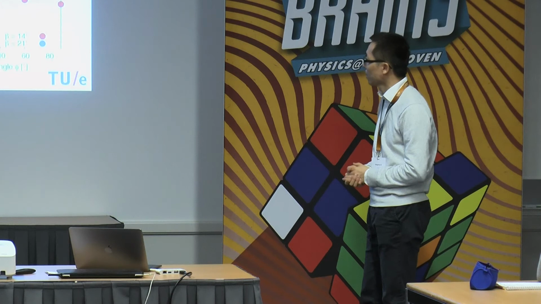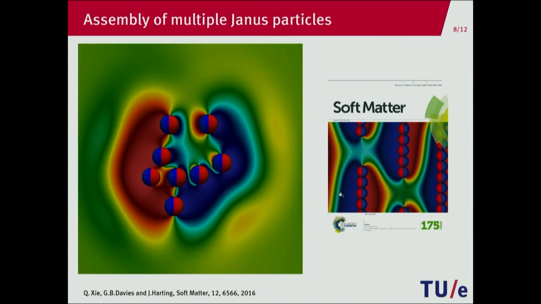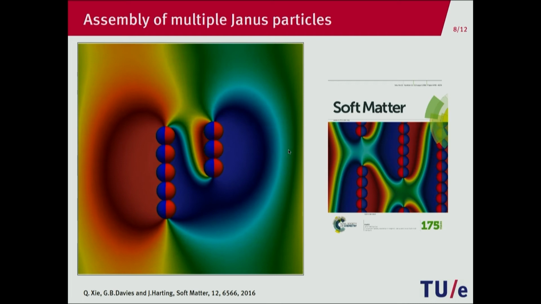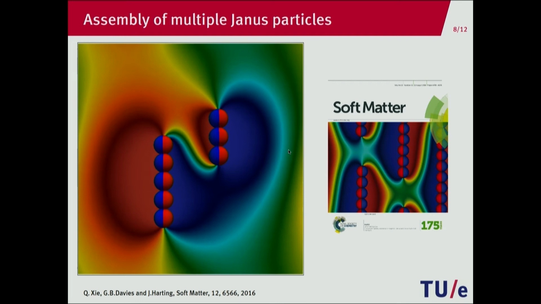What happens if we have multiple particles at the interface? So we see here we randomly distribute 8 particles at the interface and we turn on the magnetic field. The particles already form two separate chains, and these two separate chains move relative to each other, and the color represents the interface energy.